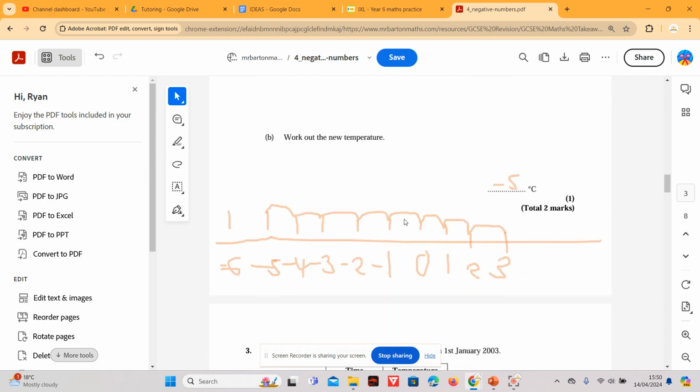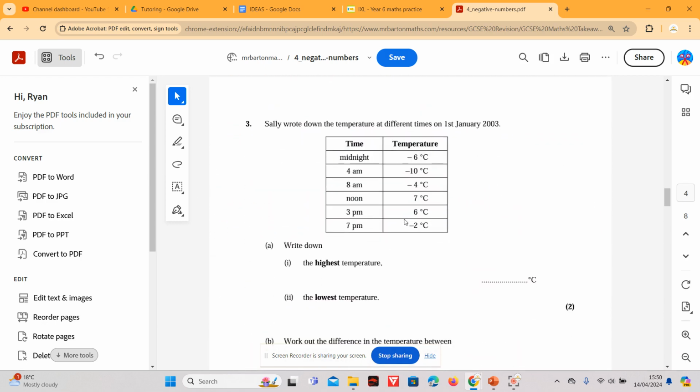So it's worth getting these basic questions right, because you never know. Right. Nice and easy one, this. Write down the highest temperature. So it says Sally wrote down the temperature at different times on the 1st of January 2003. So we've got midnight -6, 4 a.m. -10, 8 a.m. -4, noon is 7, 3 p.m. is 6, 7 p.m. is -2. And what we have to do is write down the highest temperature.